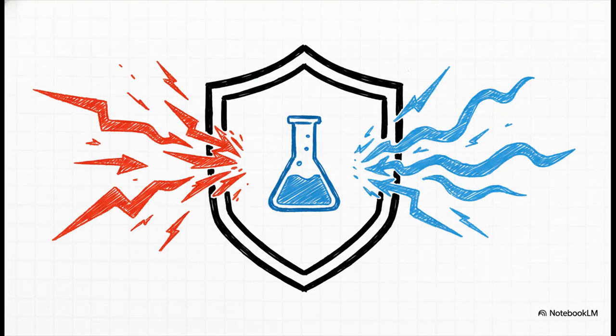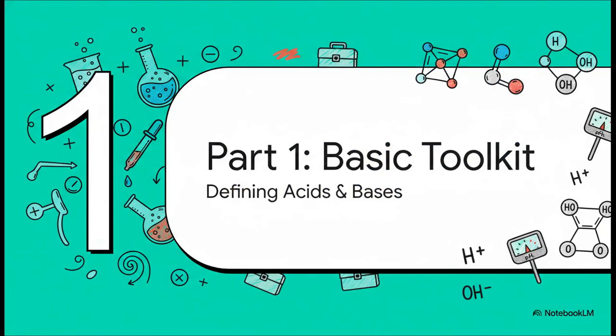The answer, and yeah, the hero of our story, is something called a buffer solution. It's this incredible, invisible system that's working around the clock to maintain stability. And by the end of this, you and I are going to know exactly how it pulls this whole thing off. But before we can really appreciate our hero, we gotta learn to speak its language. And that language is all about the fundamentals of acids and bases. So, welcome to Part 1, our basic toolkit.